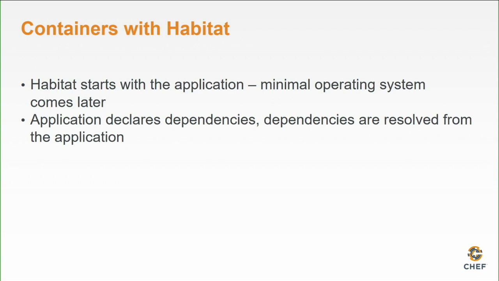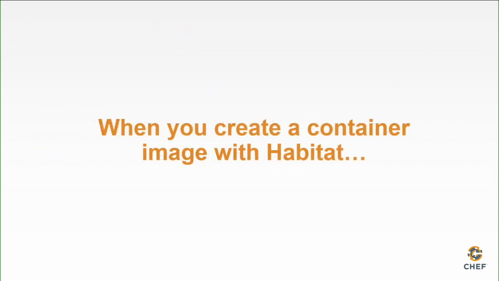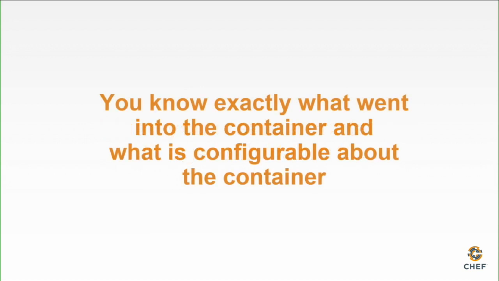The application itself is what declares those dependencies. We don't add in dependencies preemptively, and the dependencies are resolved from the application itself. And you still have that exposed API for external services. Even though my application is running in a container, I still have a standard API for a load balancer or any outside services that need to communicate with it. So when you create a container image with Habitat, you know exactly what went into the container and exactly what is configurable about that container. It's not a black box.